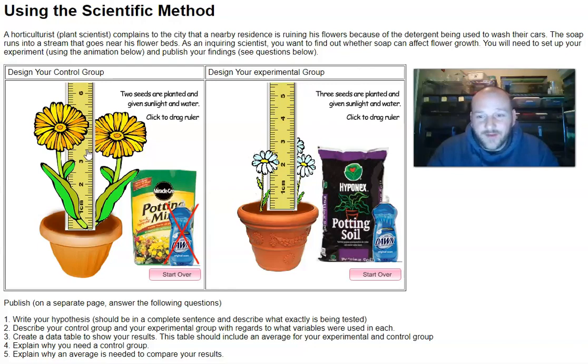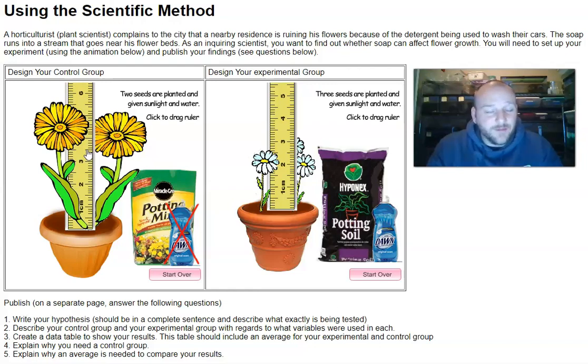I would absolutely use this in my class as I'm introducing multiple variables and the need to control them, as well as to some degree the discussion at the beginning of why you need an average to compare stuff. What I don't like is they only have the two plants. I'd like to see a larger sample size here, but that's a discussion we could also have. But it does a really good job of talking about the need to make sure you have the same variables. So I love it. I think it's fun.